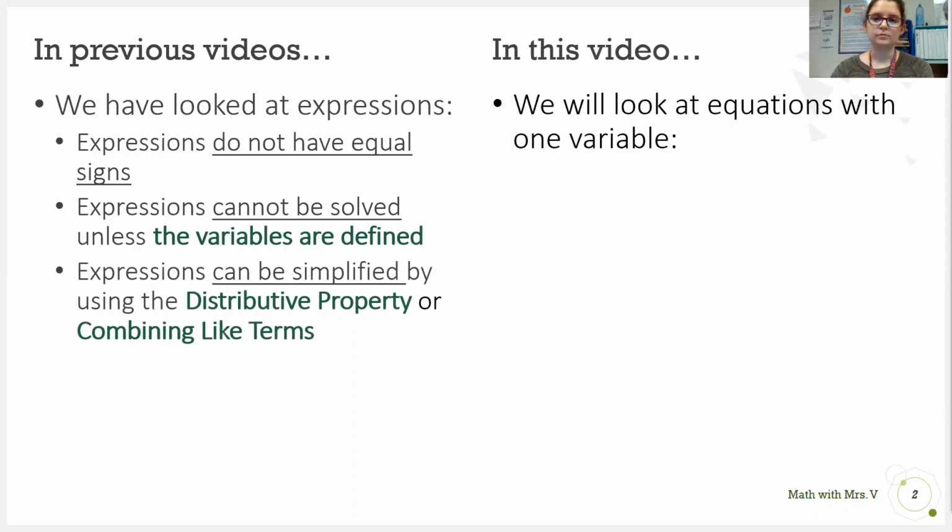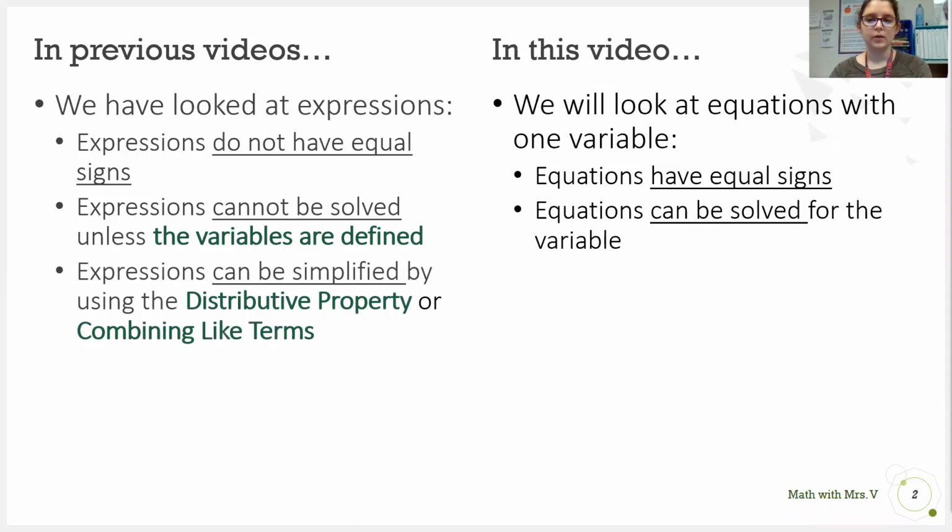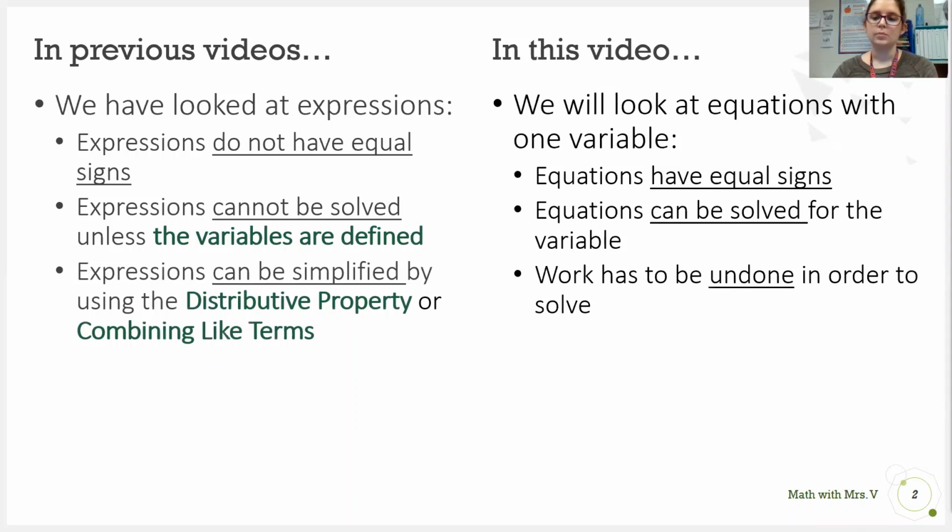In this video, we will look at equations with one variable. So equations do have equal signs. Equations can be solved for the variable or the unknown, but work has to be undone in order to solve. So there's a few things we need to look at first, and that is how we undo work.